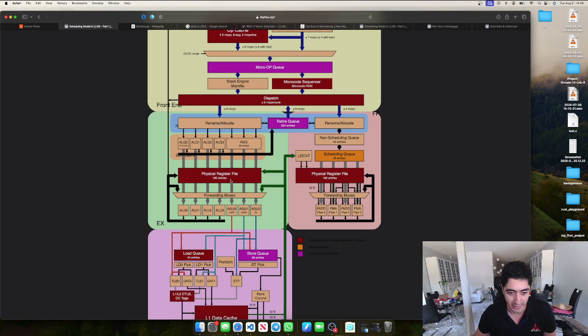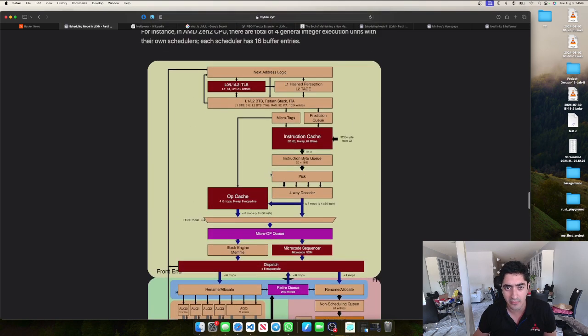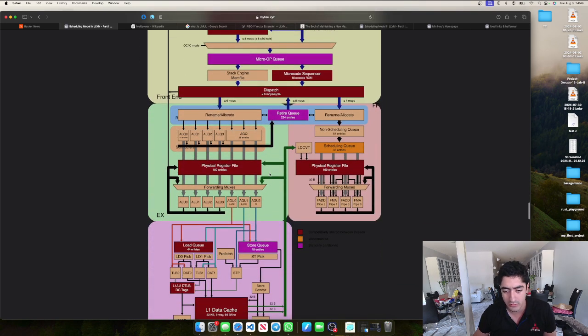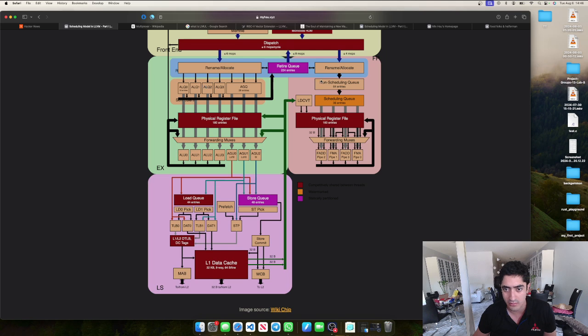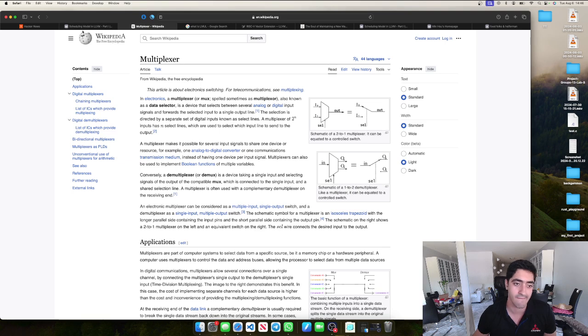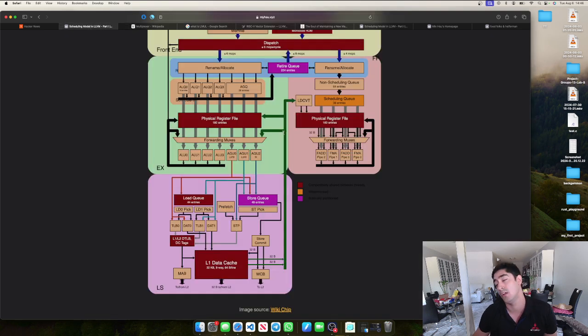It's the data selector. So where were the muxes? Muxes were forwarding muxes. They were data addressing. They are data selecting. If you're a mux, you're a multiplexer. So you're data selecting. You're a selector.